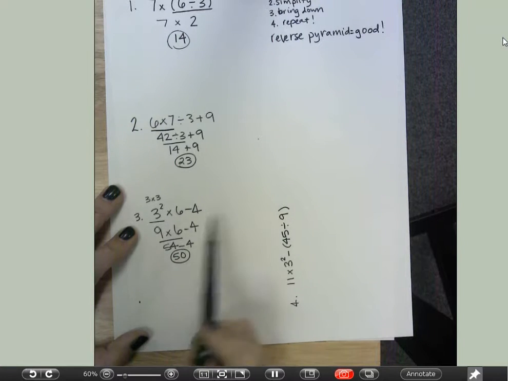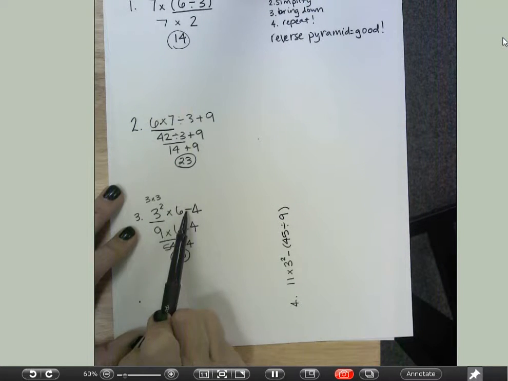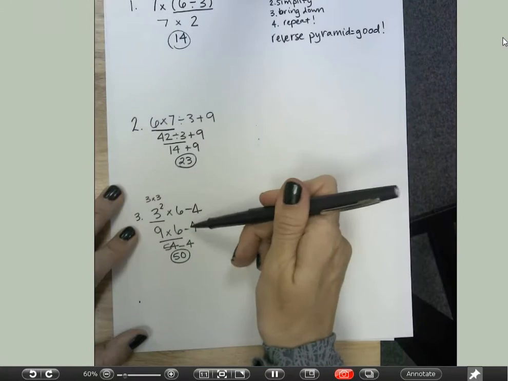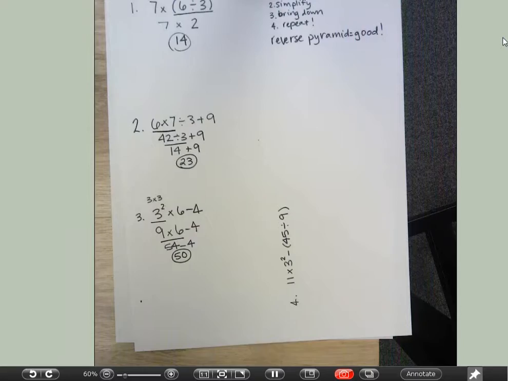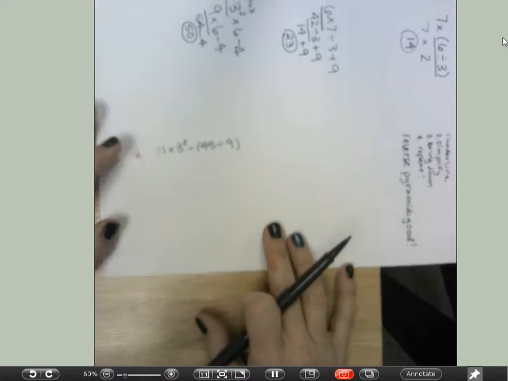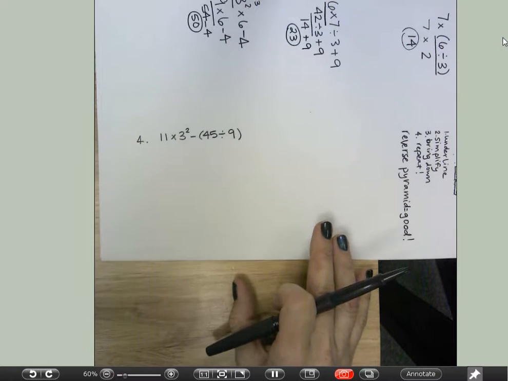So if you look up here, we had 1, 2, 3 things that we had to do. And we had 1, 2, 3 steps in our problem. Still have that nice reverse pyramid. Okay, here's one that's a little bit trickier. Okay, so this one has kind of a lot of stuff to it.